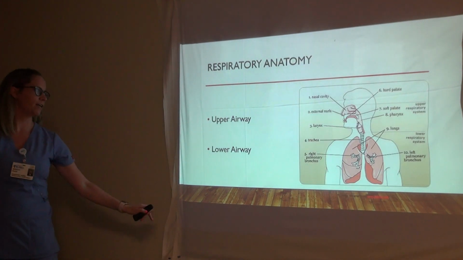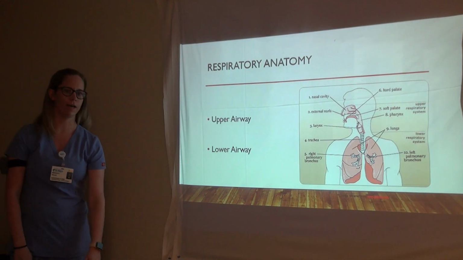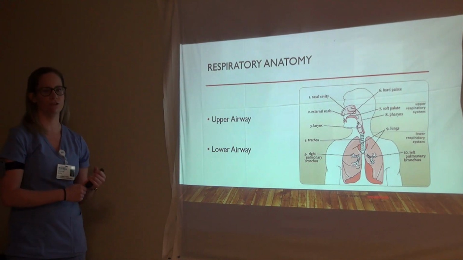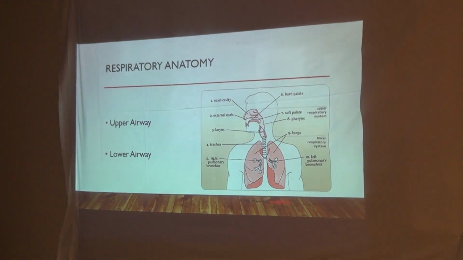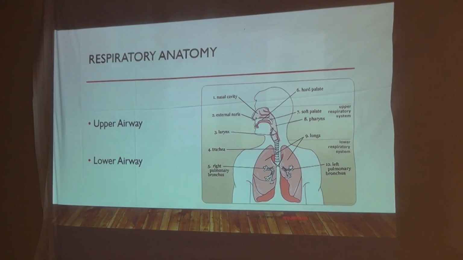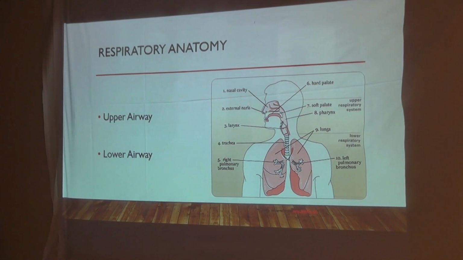So everybody knows respiratory anatomy, but just to go over it real quick, we have the upper airway and the lower airway. The upper airway is going to be your nose, your mouth, epiglottis, pharynx, and larynx, and then your lower airway: your trachea, bronchial tubes, lungs, and alveoli.